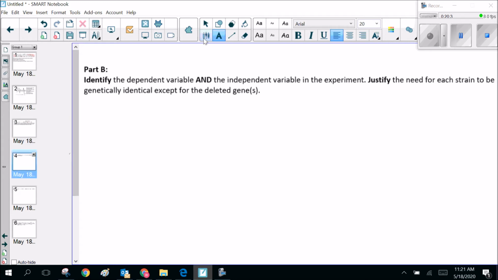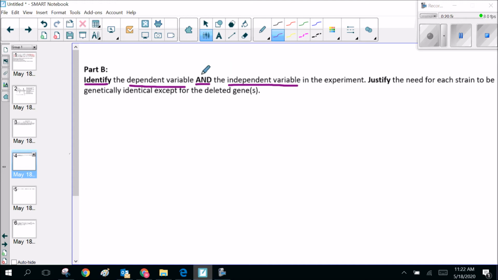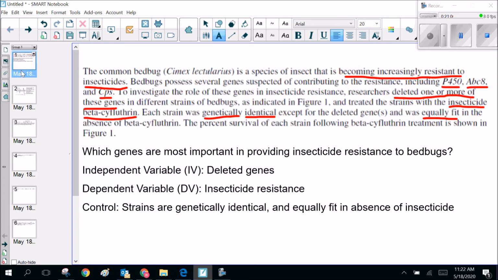So part B, let's go ahead and take a look here. So we have identify in the word and. Okay, so when we pair a word like and with identify, it means that there's 2 points involved here. 1 point in the identification of the dependent variable and 1 point in the identification of the independent variable. So the and adds on a point to this word identify, making it a 2-pointer. So identify the dependent variable and the independent variable. Oh man, if only we had done this earlier.